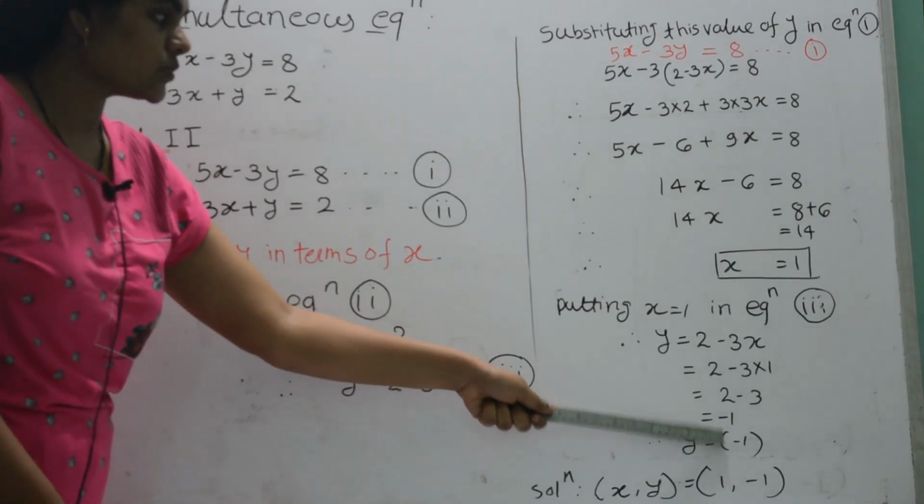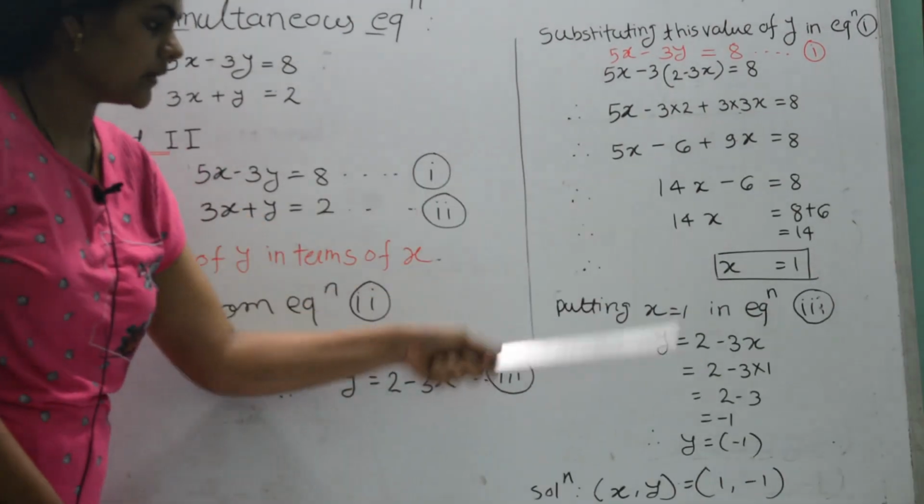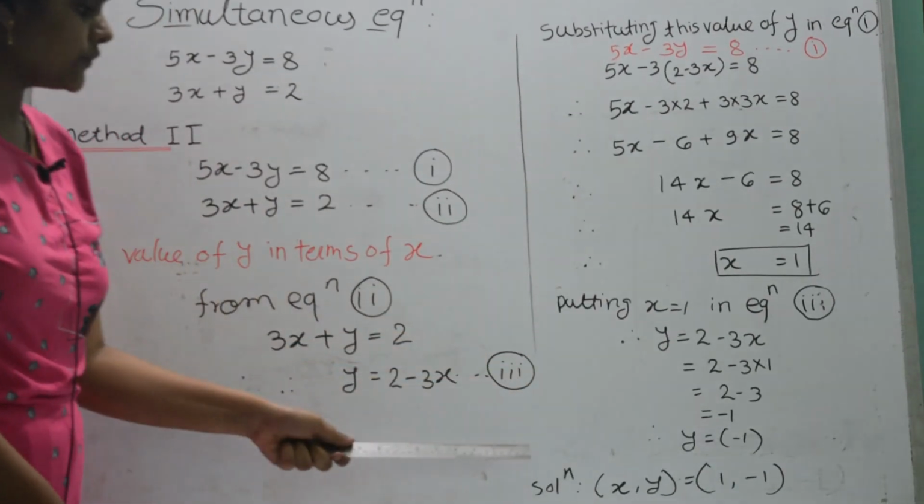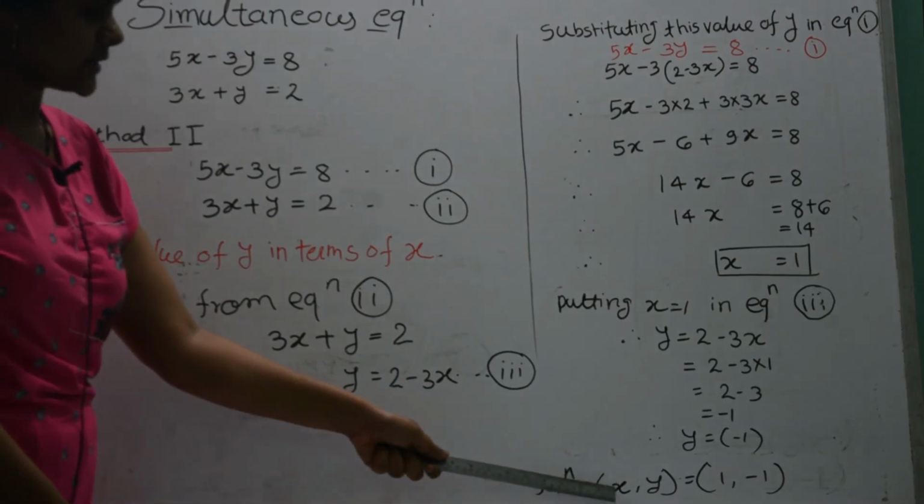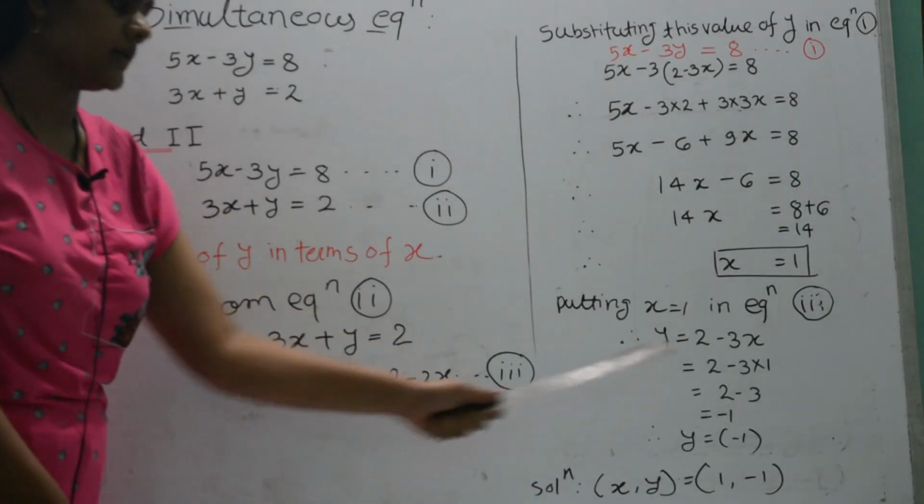So I got the solution, that is x is equal to 1 and y is equal to minus 1. How can we write it? The solution is (x, y) is equal to (1, minus 1).